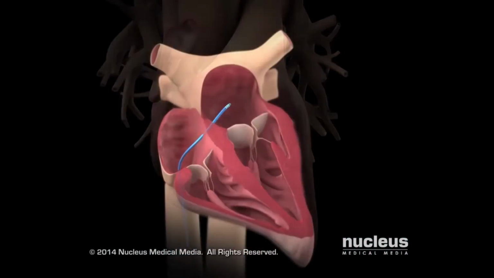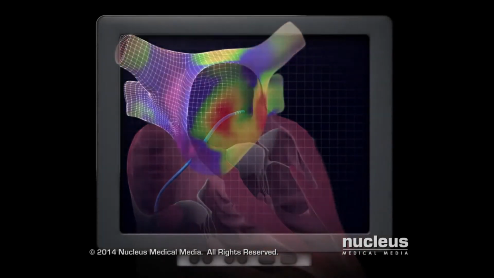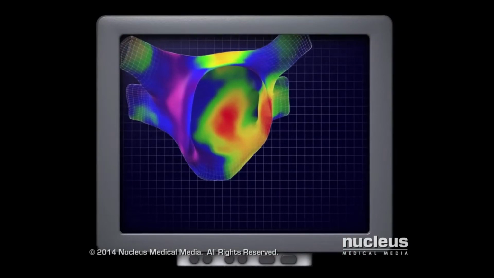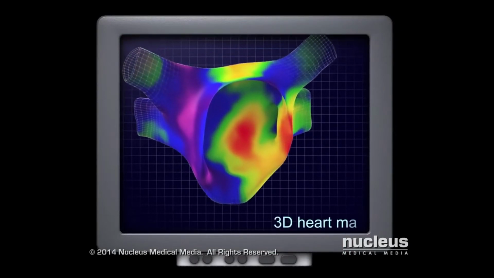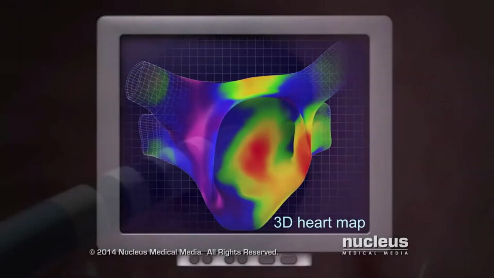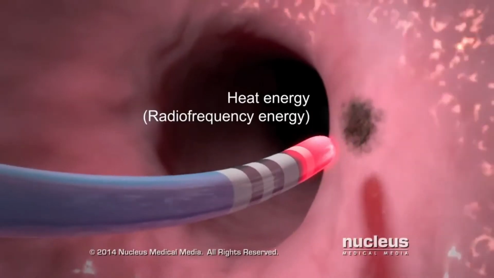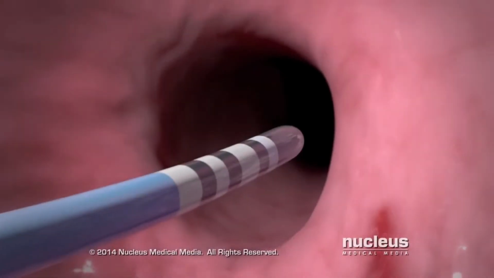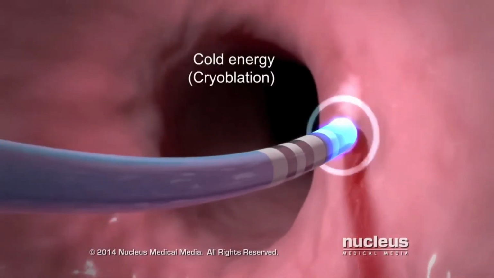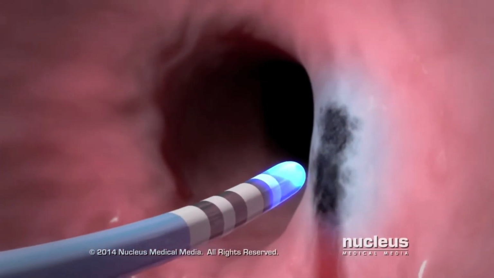When the catheter reaches the heart, the doctor will guide it to the area that is causing the arrhythmia. The doctor will find the problem areas using a 3D map of the electrical activity of the patient's heart. The tip of the catheter will emit either hot energy or cold energy to ablate the tissue in this area. Ablation makes the treated area stop working.